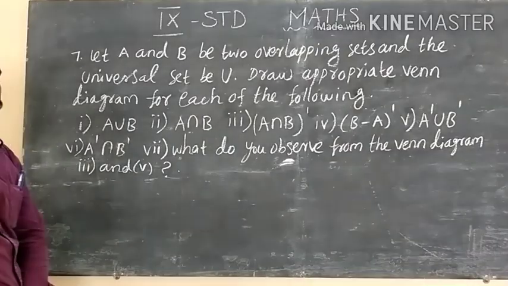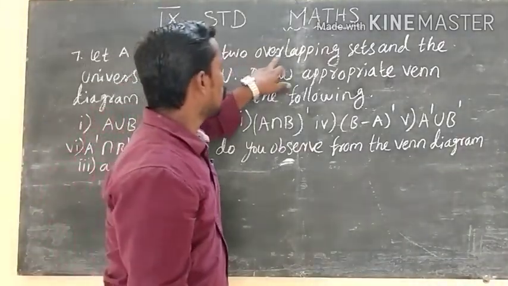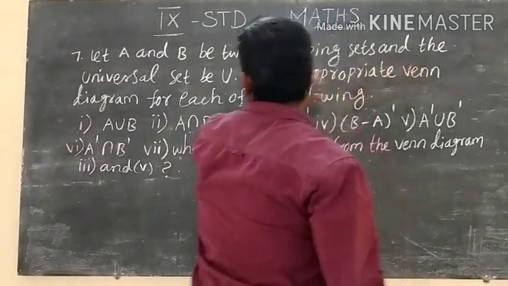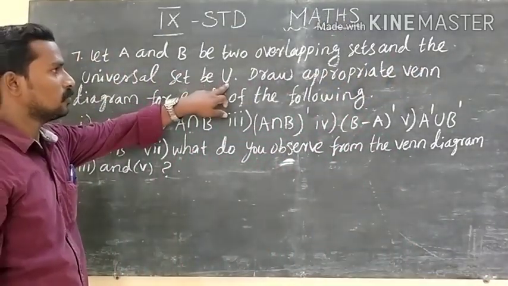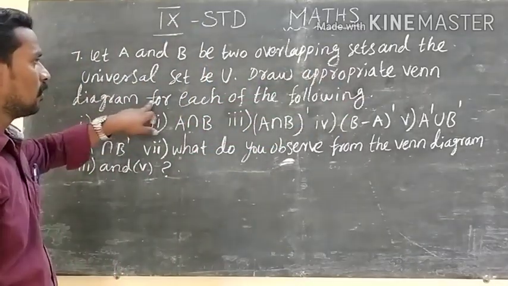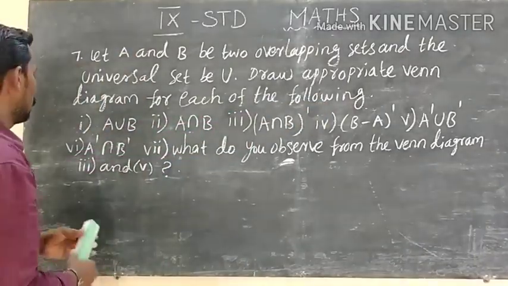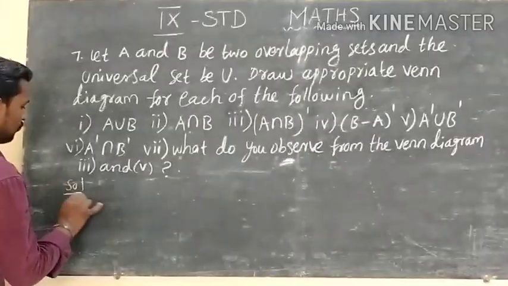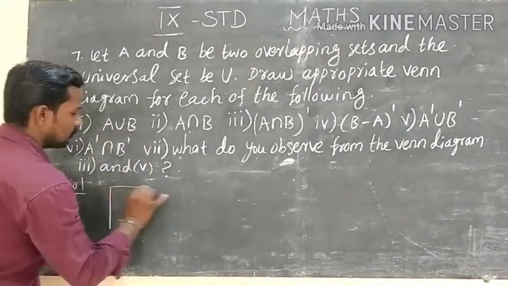Okay, dear students. Next, seventh question. Let A and B be two overlapping sets and the universal set be U. Draw an appropriate Venn diagram for each of the following. The questions are given. The solution: the first question, A union B. First draw the general diagram.